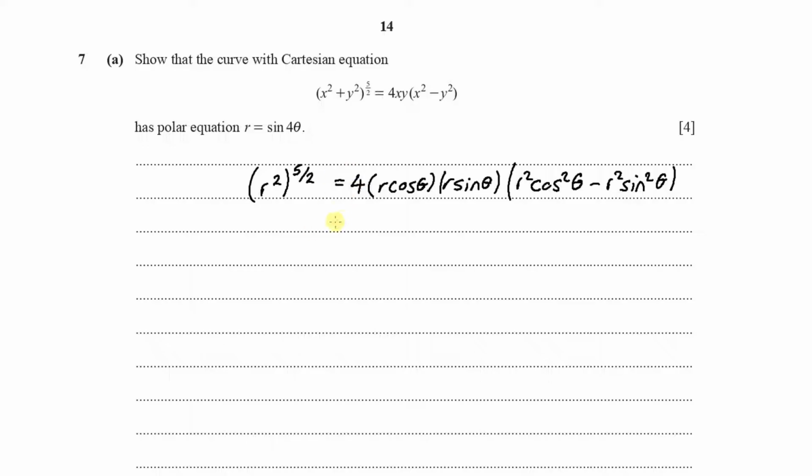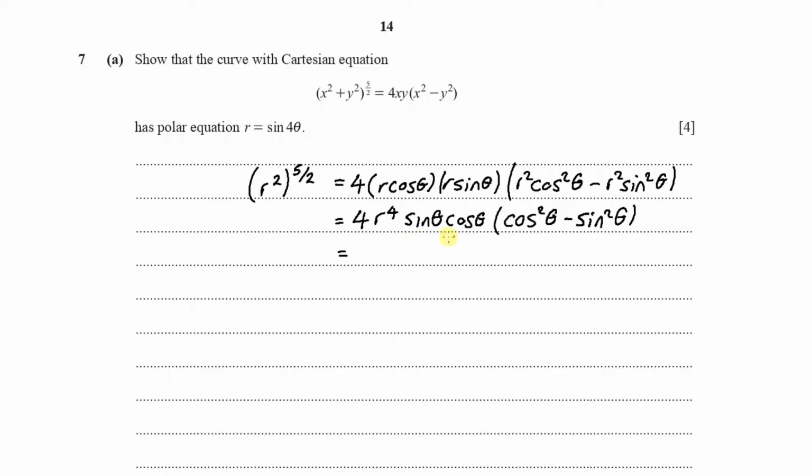So we can now simplify this. So here, I'll take the 4, and r times r is r squared, and I'll also take out the r squared, factoring it out from here. So that means I'll be having 4r to the power of 4. And here we'll be having sine theta cos theta. And inside the bracket, we're left with cos squared theta minus sine squared theta.